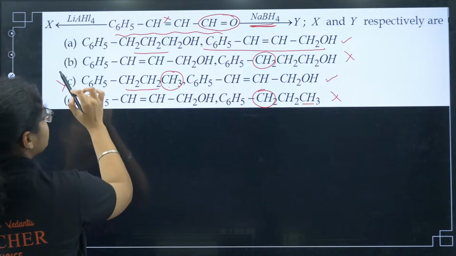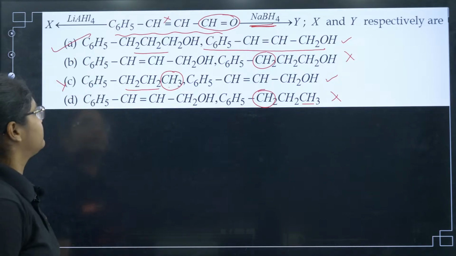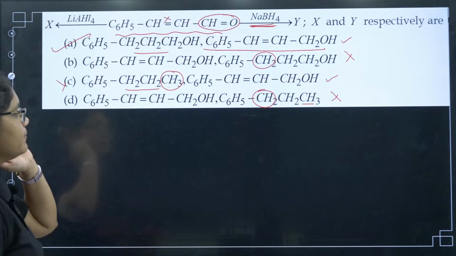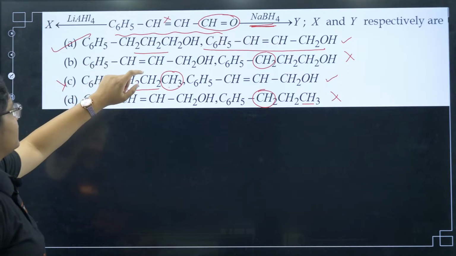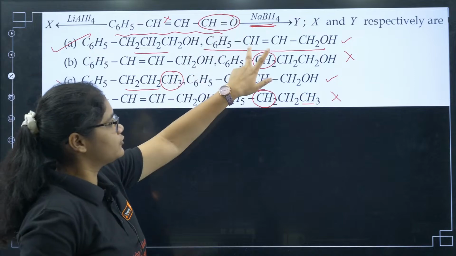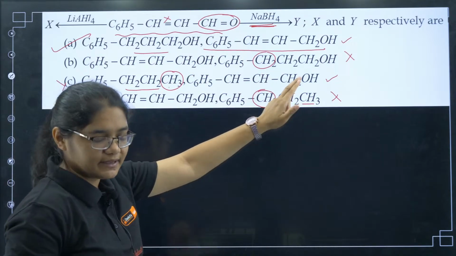So this option is also incorrect. So option number A will be the correct answer. In NaBH4, CH2 is not reduced, so that is why B is eliminated.